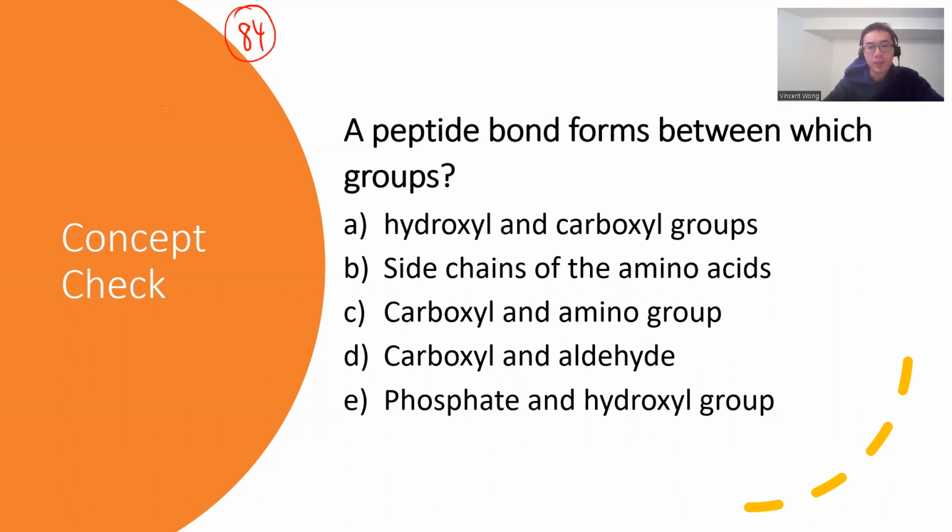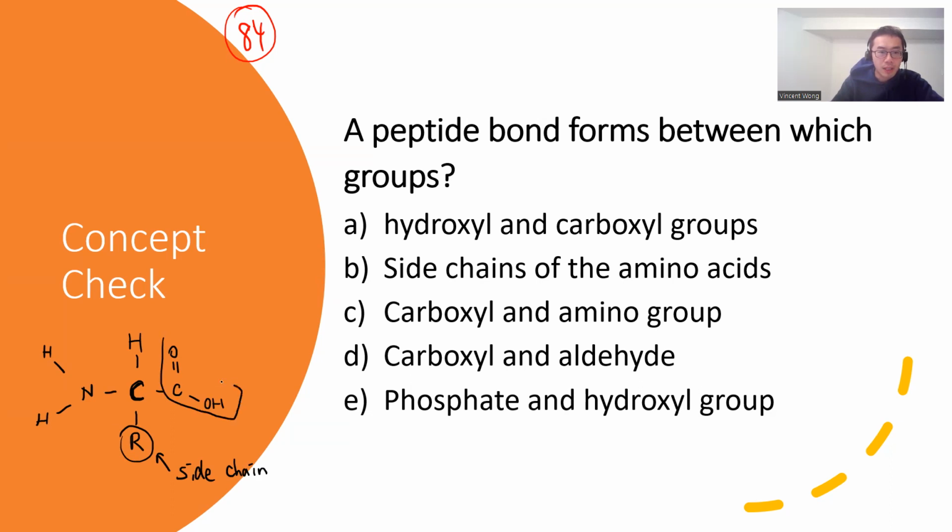Oops, 84 right here. Okay, so it says here, a peptide bond forms between which group? Just as a quick review, the amino acid has a central carbon that's connected to a hydrogen, and then we have a COOH on one side and NH on the other. And that's going to be what we call a side chain, right? Side chain. You have all these already from last class.